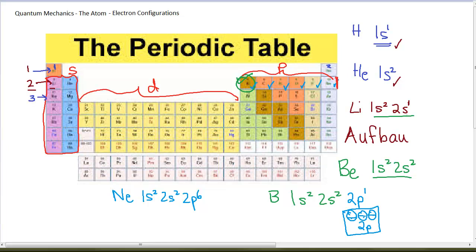This is the 3rd row, so I'll start putting this electron in the 3s. This would be 3s1, 3s2. After 3s, I'd come over here to 3p1, 3p2, 3p3, 3p4, 3p5, 3p6. After I finish filling up 3p6, I don't jump to the 3ds. I come to the 4th row and put the next electron into 4s1, then 4s2.